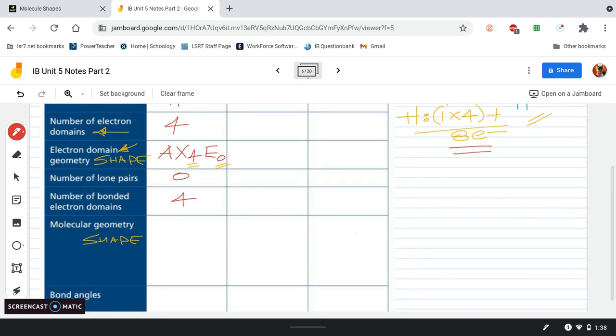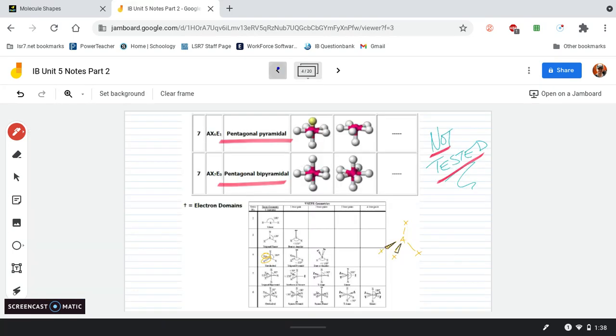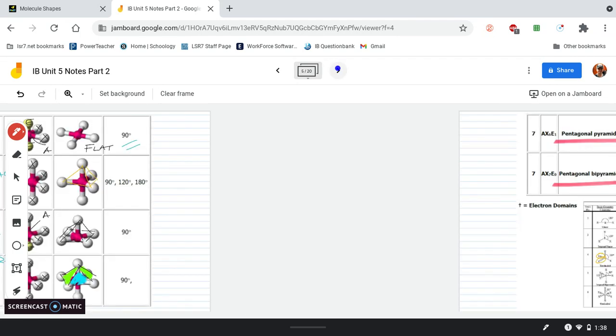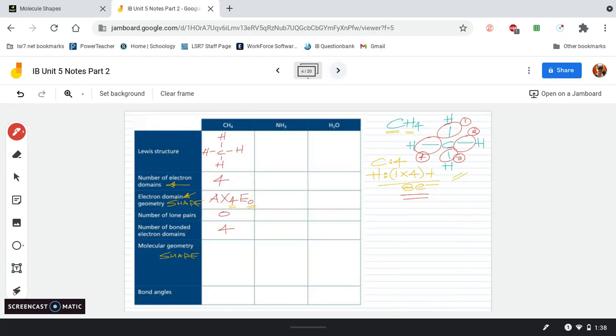And what would we call this? Well, AX4E0, we would refer to our chart, and right here, there's AX4E0. So that's what this does. It gets me to tetrahedral. It gets me to the correct shape. So when I go back over here, that's the point of the A's, the X's, and the zeros, is to get you to tetrahedral. And the bond angle is 109.5.